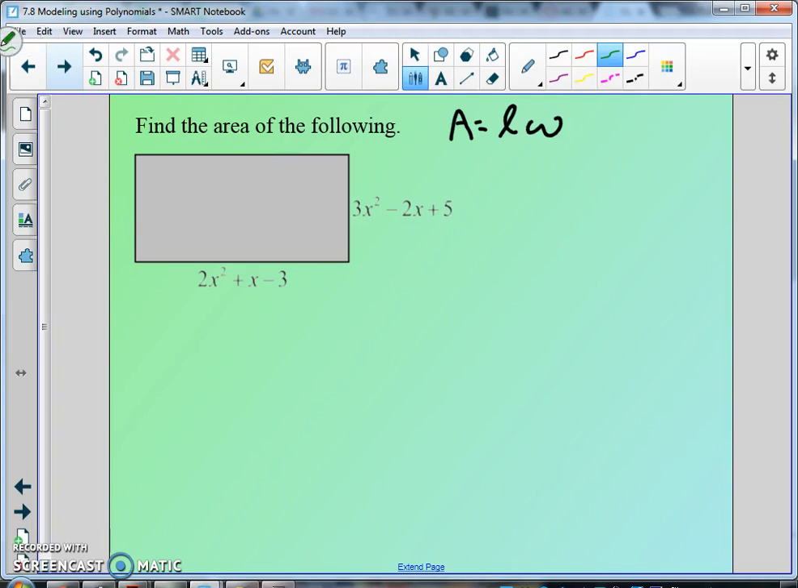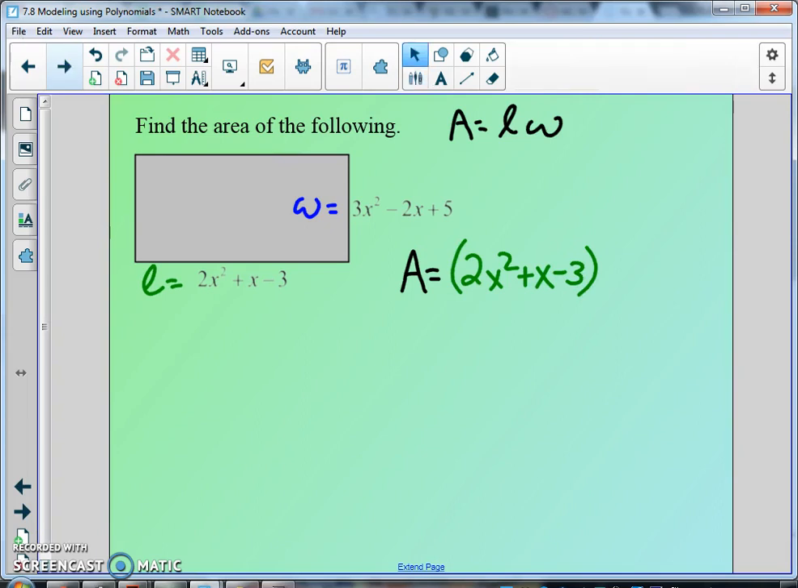I'm going to identify 3x squared minus 2x plus 5 as our width. Our length, we're going to say, is 2x squared plus x minus 3. And from there, I can write my area formula. Thus, my area is going to be 2x squared plus x minus 3. I'm going to put those in parentheses. I'm going to multiply it by 3x squared minus 2x plus 5.